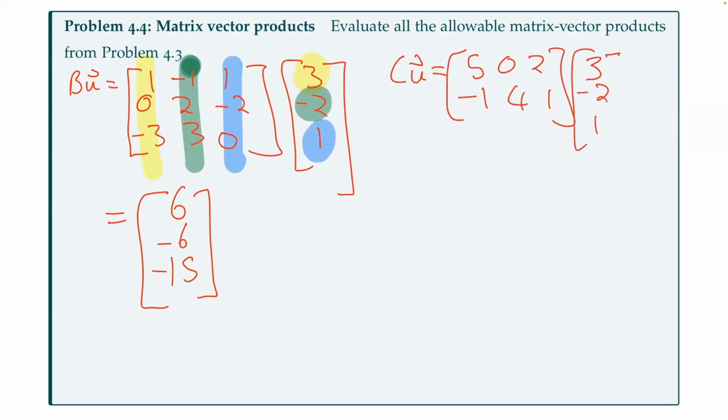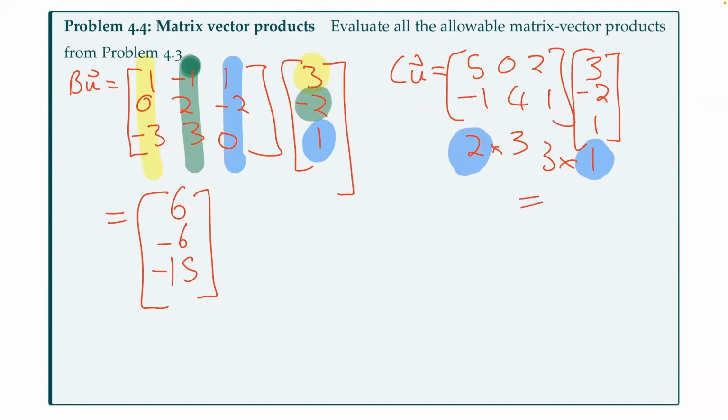3, -2, and 1. This time we've got a 2-row, 3-column matrix multiplied by a 3-row, 1-column vector. The inner parts match. The outer part here is going to give us a 2 by 1 vector. Note that even though our vector is the same as before, we've changed our matrix and the dimensions of our output are different, okay?